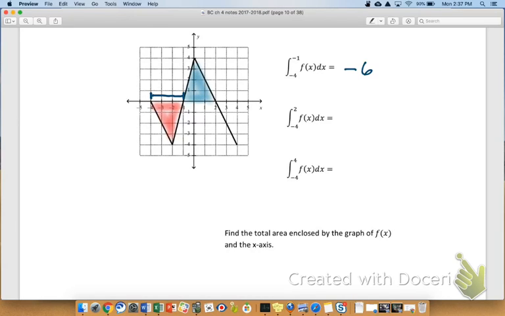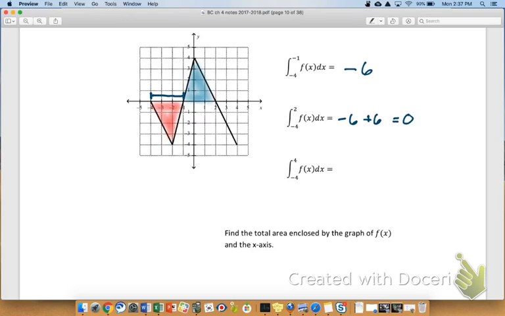What did you guys notice about the blue region? That's the same area as the other one, except positive, above the x-axis. So here, if you wanted to show some steps, you would say this is -6 plus 6, fully canceling out, you'd get 0. So if I told you that the sum of the red area and the sum of the blue area was 0, I would be completely wrong.